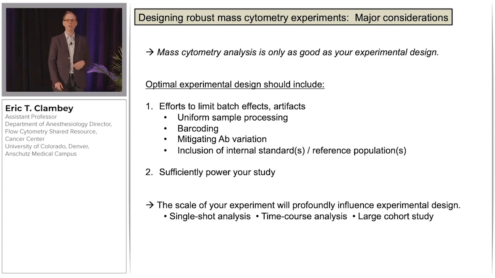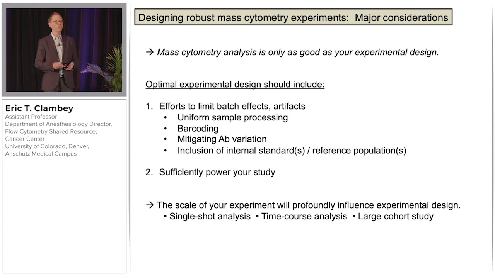So you need to think carefully about your experimental design and identify ways to mitigate technical variation, whether this is barcoding, the use of uniform sample processing with SOPs, or mitigating antibody variation. And of course, you need to sufficiently power your study, which sounds like something you should take for granted, but I can tell you that that is frequently not the case. The number of safeguards that you need to implement to mitigate technical variation is influenced by the complexity of your study, with longitudinal analyses and large cohorts requiring multiple protective mechanisms.